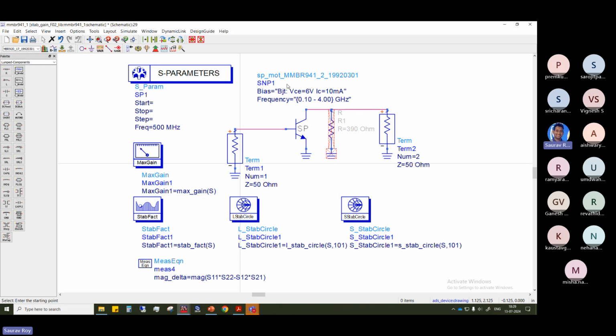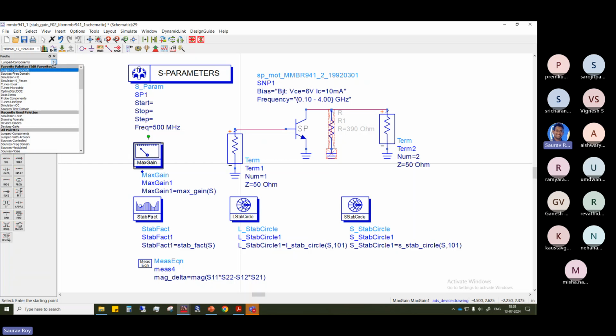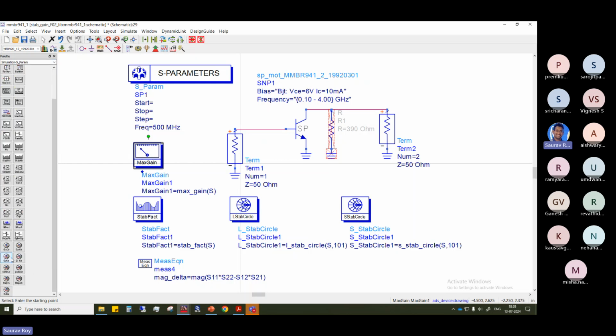So this BJT we have picked up. At the very simplest, we start from just connecting a 50 ohm termination at the two ports here and here. This resistance in between here, I have deactivated. I'll come to that, what the function of this is. And what are the things we have activated? Gain plot, maximum gain. All these things you will get from the S parameter model here.